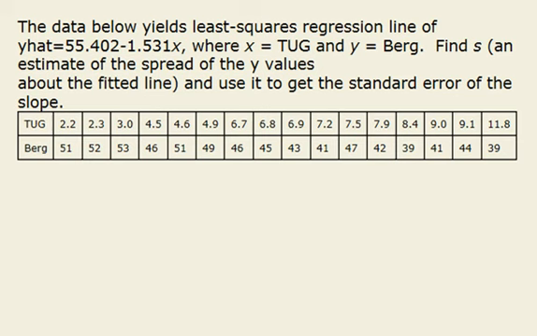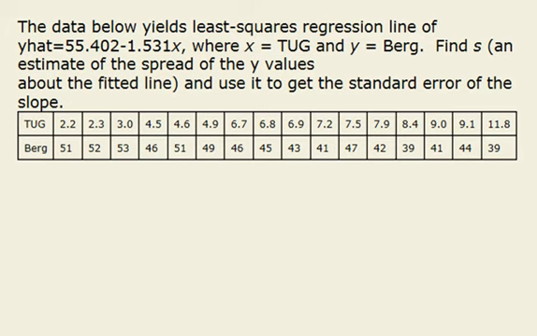The data that we have will yield a least squares regression line of y hat equal to 55.402 minus 1.531x, where x is the tug score and y is the Berg score. What we want is S, an estimate of the spread of the y values about the fitted line. We want to use that then to get the standard error for the slope.